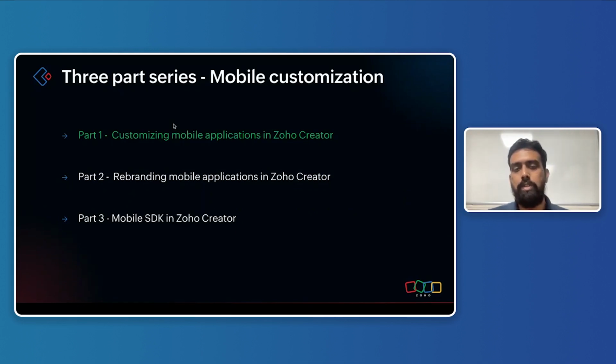Now, let's see what topics we are covering in this three-part series. First up, we have customizing mobile applications in Zoho Creator, which happened last month. This month, we are covering the rebranding of mobile applications in Zoho Creator. Next month, we have part 3, where we'll be covering the mobile SDK in Zoho Creator, and we'll also be talking about how you can enhance and edit the application further by using the mobile SDK in Zoho Creator.